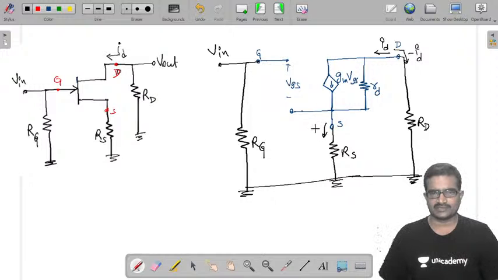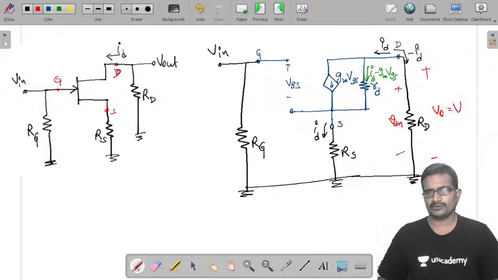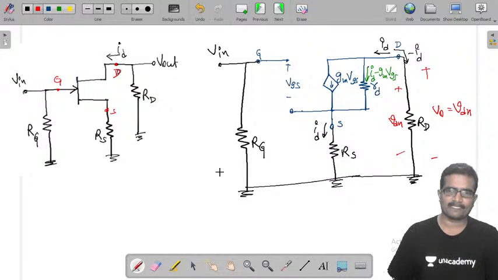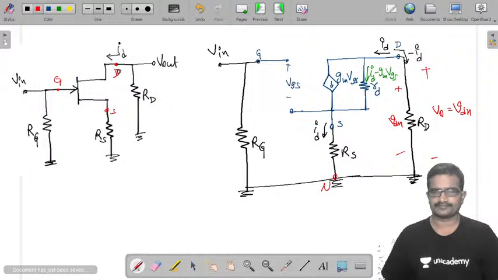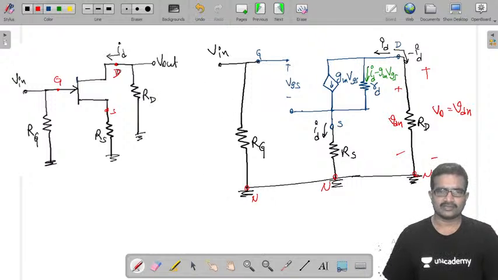The current through this one is also ID. Now the current through this part is ID minus gm VGS, and the voltage between these two terminals is VDN, drain to neutral voltage. This is nothing but your output voltage. Output voltage is VDN, drain to neutral. This is the neutral terminal, ground. Now this is your input voltage.